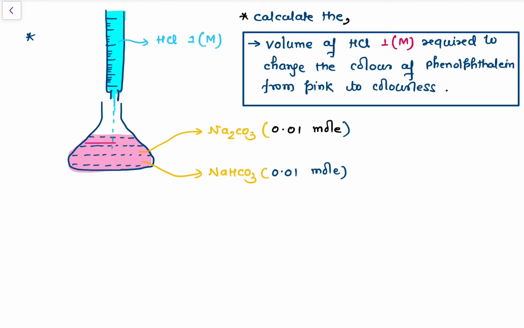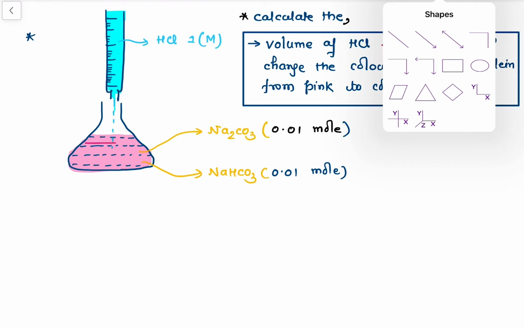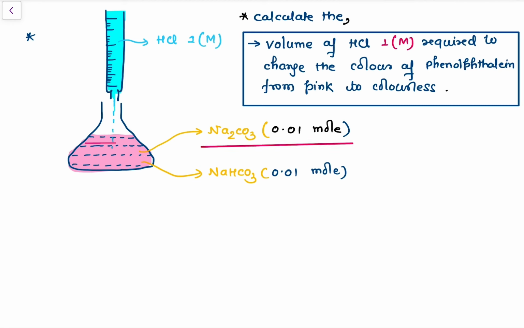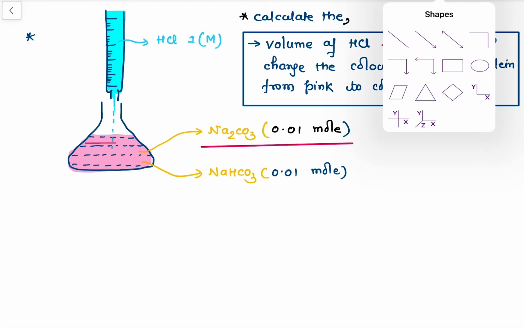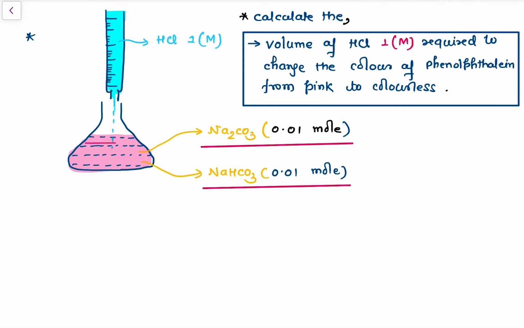Hello friends, in this video we are going to discuss the double titration. In order to understand the double titration, we have taken a solution, and in this solution suppose we have 0.01 mole of sodium carbonate and 0.01 mole of sodium bicarbonate. And inside that we have added phenolphthalein, and since we have added phenolphthalein, the color of the solution is pink, since the solution is basic in nature.